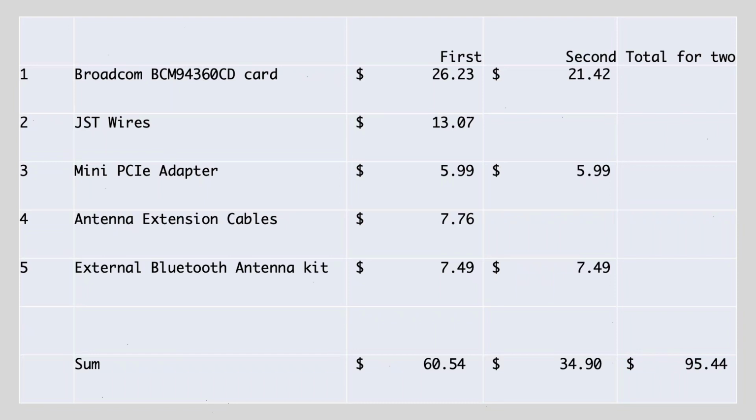And you don't have to buy another antenna extension cable. So adding up the Broadcom card, the mini PCIe adapter, and the external Bluetooth antenna kit for the second Mac is an additional investment of $34.90. So for both Macs, it took a total of $95.44.